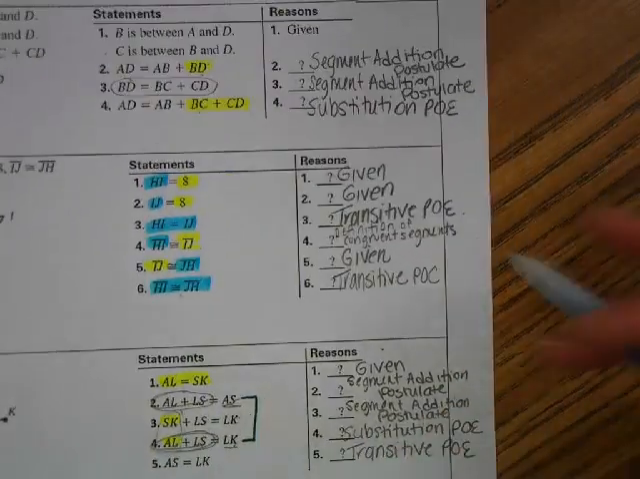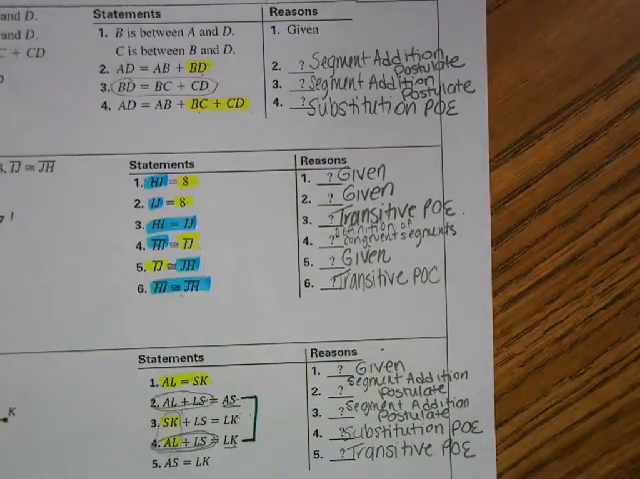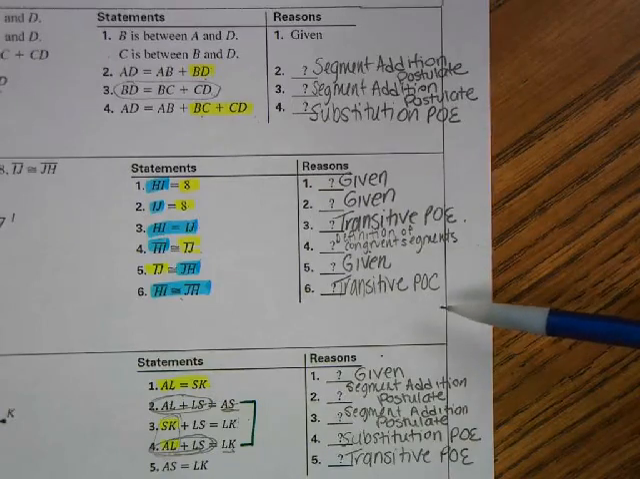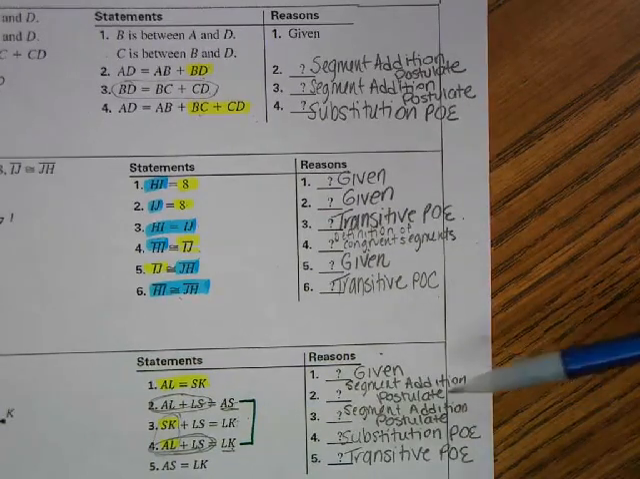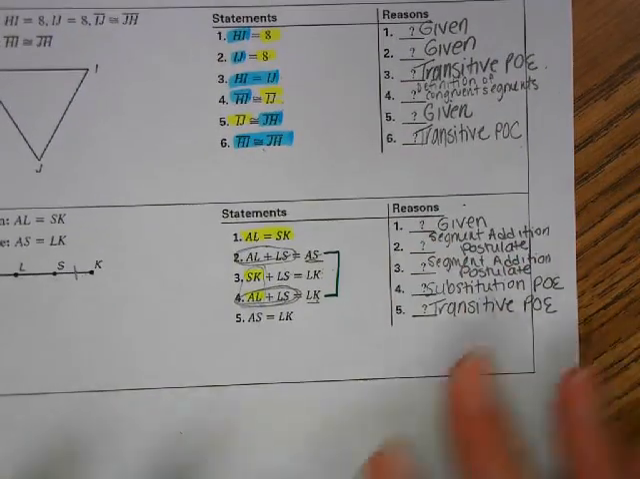And notice, like on page 1, a lot of the same reasons were used over and over again. You'll see the segment addition postulate used frequently and the transitive property used frequently. So like I said yesterday, you're going to start becoming very familiar with these reasons.